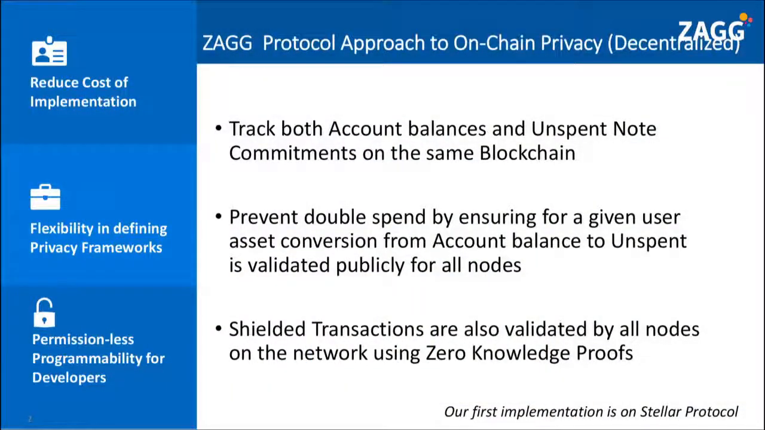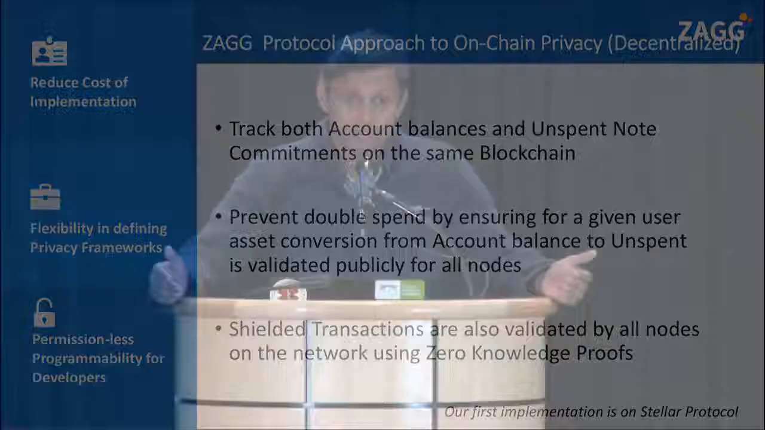Our proposal is to have a blockchain which tracks both account balances and UTXOs, very similar to having a wallet where you have your debit card and also cash, and give the user the ability to move money between account balances and UTXOs freely, publicly validated. Third, whenever he wants to do an anonymous transaction, use node commitments and zero-knowledge proofs, again validated across all the nodes. This gives flexibility for developers because now there's an integrated chain where they can do both private and public transactions with smart contracts. Thank you very much.